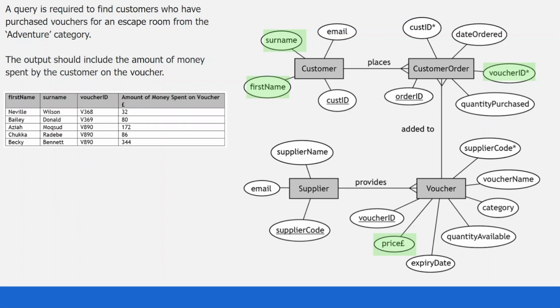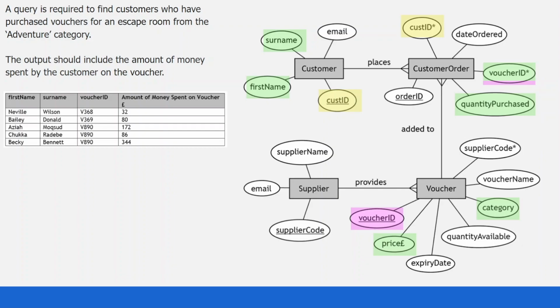We know that a customer is able to purchase multiple of a voucher. So we need to know the quantity of vouchers that the customer ordered. And of course the question states that we're interested in escape rooms within the adventure category, so we'll need the category attribute. Now as we're pulling attributes across 3 different tables, we need to think about how these tables are linked together. So we have an equijoin between the customer ID in the customer table and the customer ID in the customer order table. And then we have another equijoin between the voucher ID in the customer order table and the voucher ID in the voucher table.